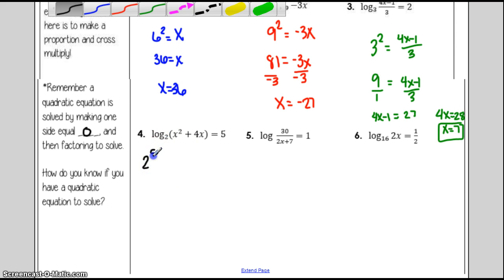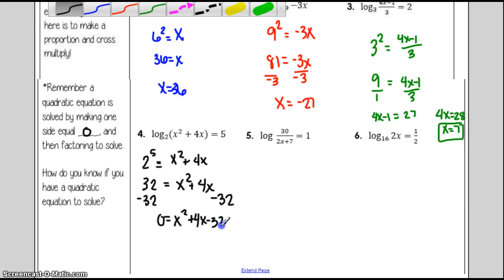Base of 2, exponent of 5 equaling x squared plus 4x. So simplifying our power here, just like we've done before on the ones above. Now we see that we do have that quadratic. We have something that's x squared, and it's not going to go away. So that means we do want to get one side equal to 0, which means to subtract that 32. Now that it's equal to 0, we're going to go ahead and factor.